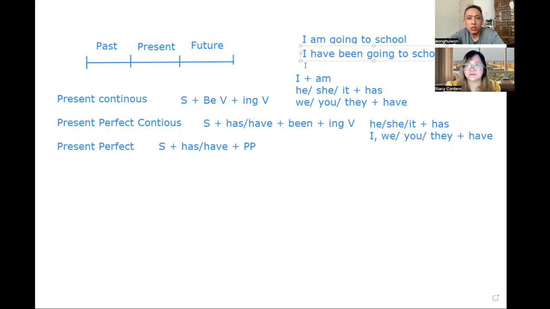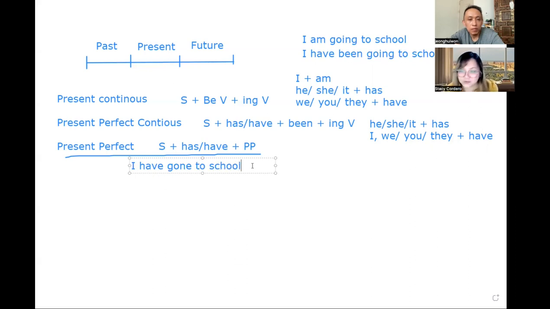And lastly, if it is present perfect, if we use this. I've been, I have gone to school. Yeah, that's very good. So I have gone to school.